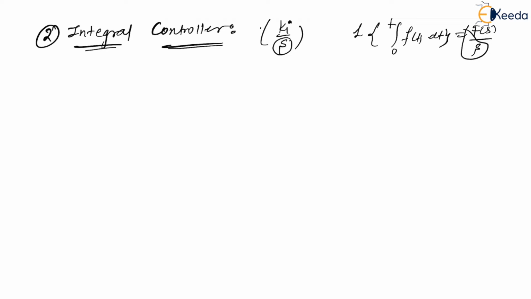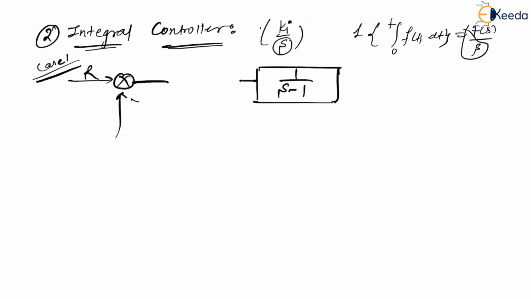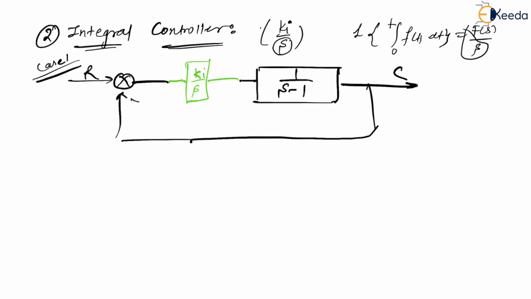Now, case one, let us think of this one. Now, let me consider the loop gain. What is the loop gain here? GH, with H equal to 1, becomes Ki upon s into s minus 1.